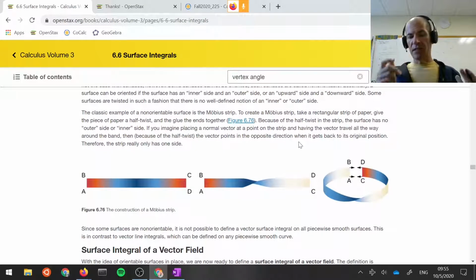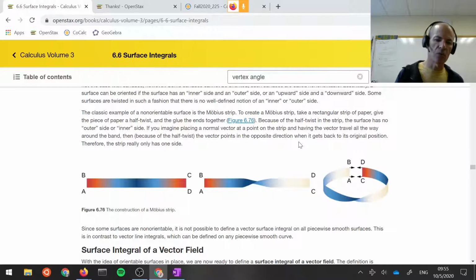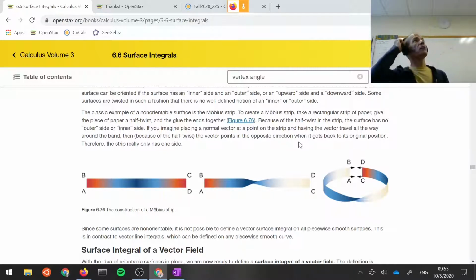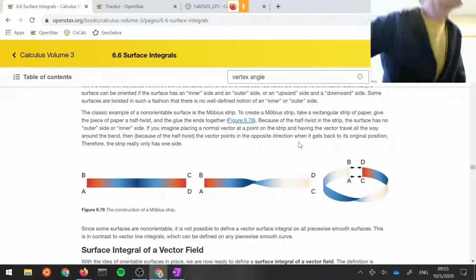Now, you might say, do all surfaces have an orientation? And the answer is no. Classic example is the Mobius strip. This is a non-orientable surface, and there are actually other non-orientable surfaces. Let me show you another one.